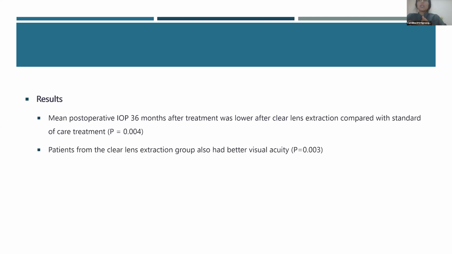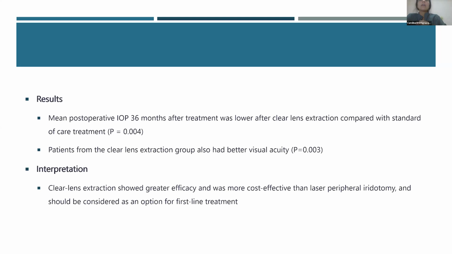That was very important. And the interpretation of this study is that clear lens extraction showed greater efficacy and was more cost-effective than laser peripheral iridotomy and should be considered as an option for first-line treatment. So this is talking about the clear lens.